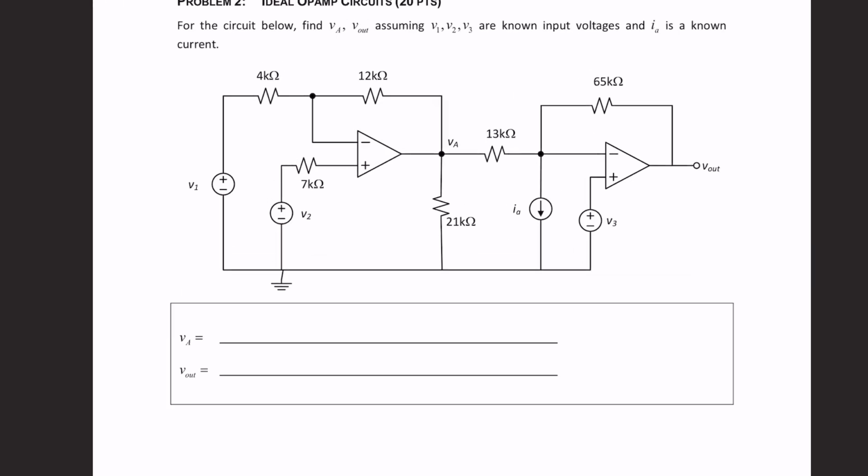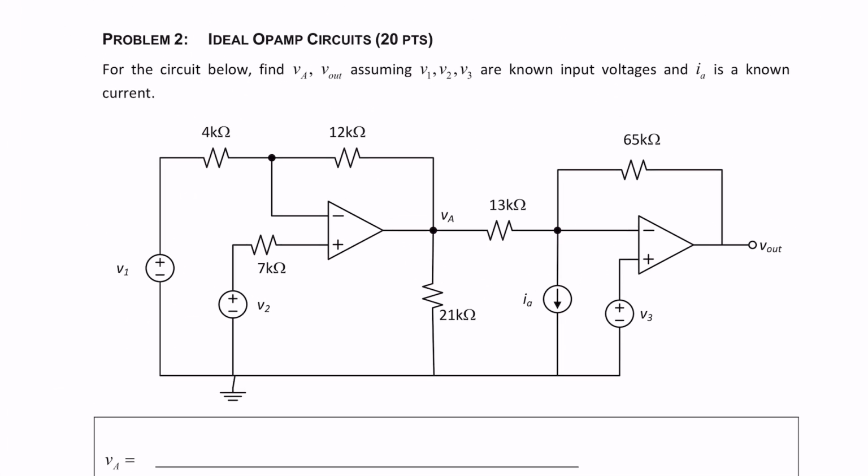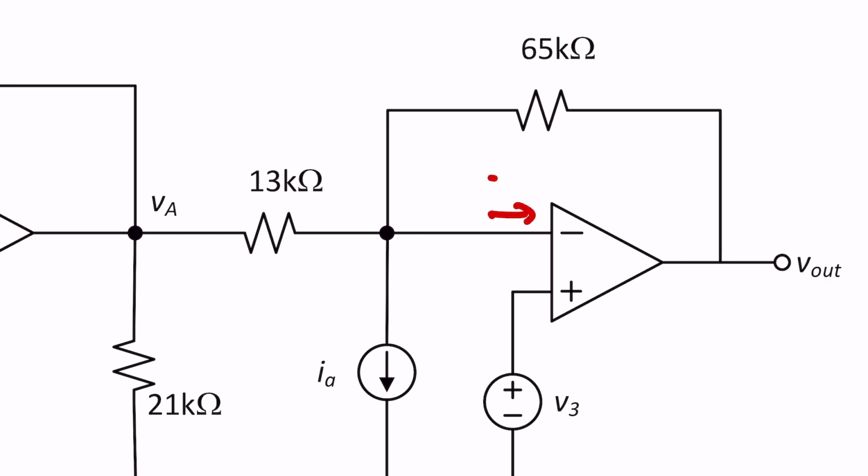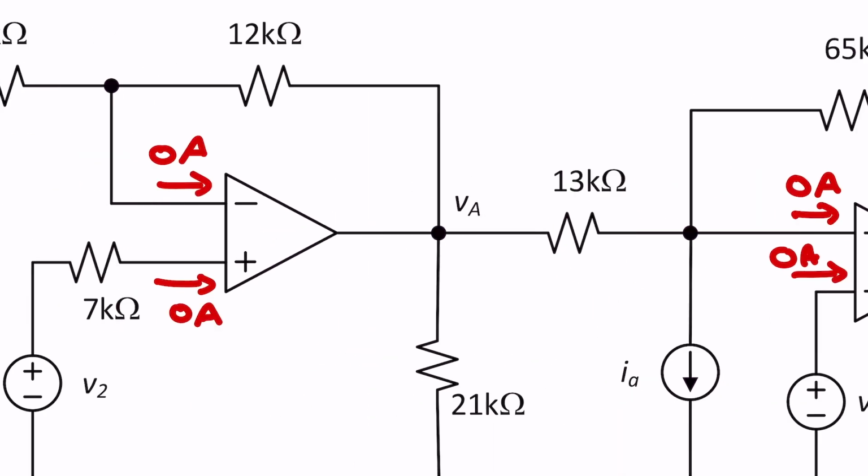Okay, how do we approach this problem? Well, it's op amps, right? So, write out our op amp rules, right? So let's do that first. 0 amps, 0 amps, 0 amps, and 0 amps. Okay, so what else do we know?